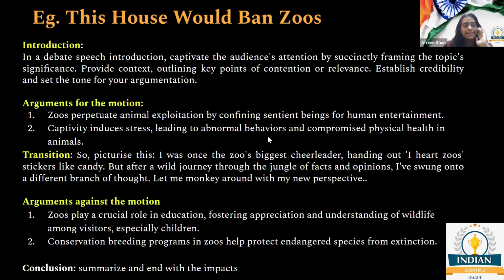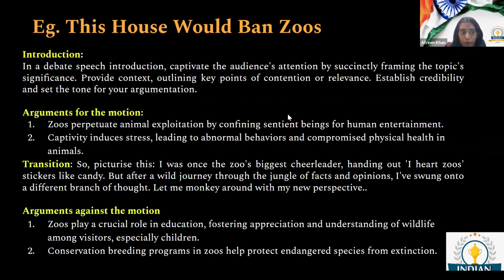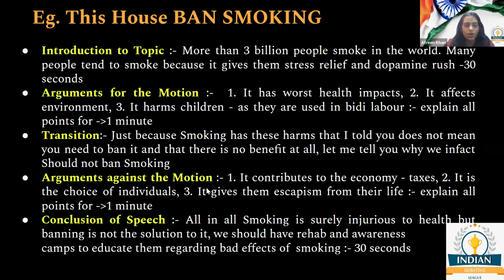So let's take this example, and this is an example of "this house would ban zoos," okay? Listen to it carefully because it will help you make your arguments properly. So the first thing that you would do is the introduction, and what you're supposed to do here is make your introduction in such a way that it provides context and outlines key points, basically all of that I told you. So I'm going to give you another one. This one basically tells you what you're supposed to do, which I already told you.